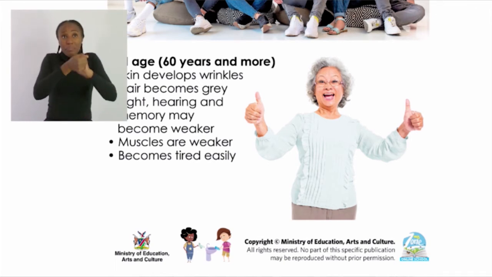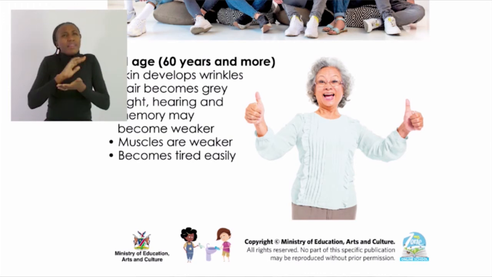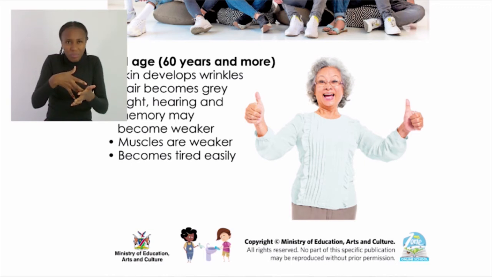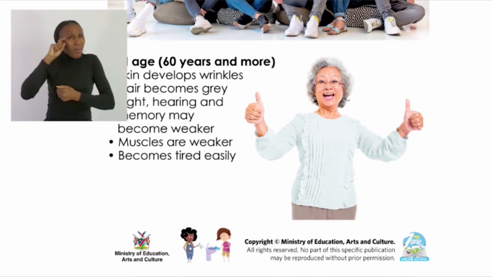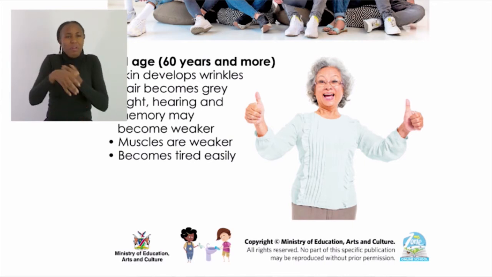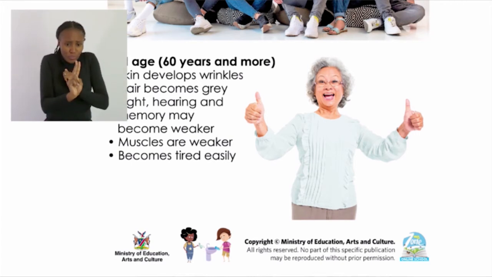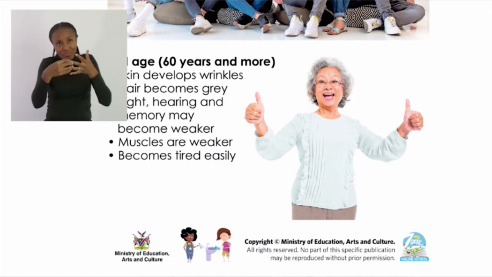The sight, the hearing, and the memory may become weaker. When you are staying with a grandmother or grandfather, they normally call you closer when you're talking to them because they can't hear well. Or sometimes you might realize that they even send you somewhere because they can't see well. The muscles become weaker. Even if you feel them, you can feel that their muscles are actually a bit weaker compared to teenagers, adults, and the rest of the people. And they become tired so easily. When you walk a distance with your grandmother or grandfather, you realize that sometimes they pause the walk or tell you, let's rest a little bit because I'm tired. Those are the characteristics of old age, which is 60 and above.